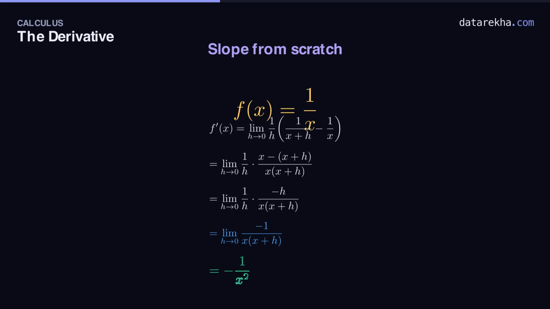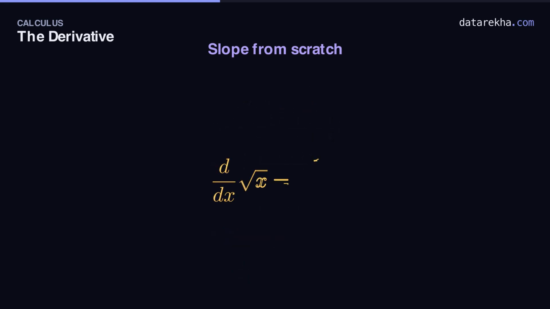Now let h go to 0. The x plus h becomes just x, and the bottom is x times x, or x squared. The derivative of 1 over x is minus 1 over x squared. Notice it's always negative. 1 over x always slopes downward.